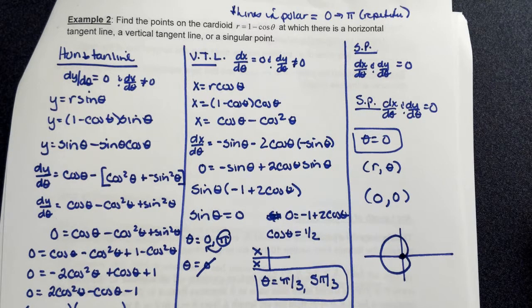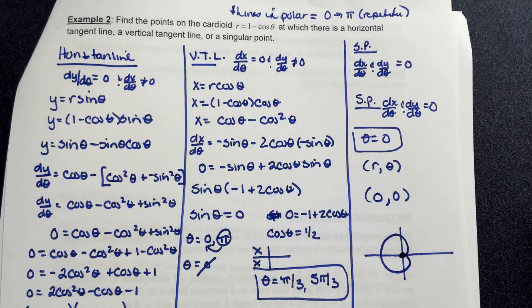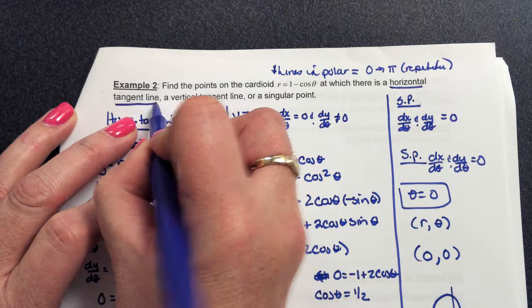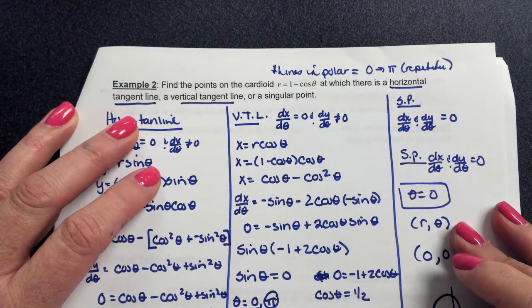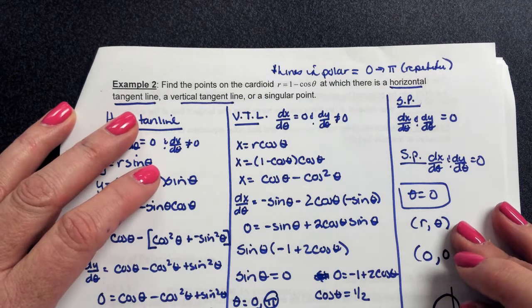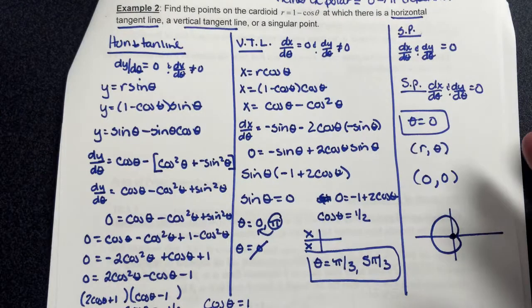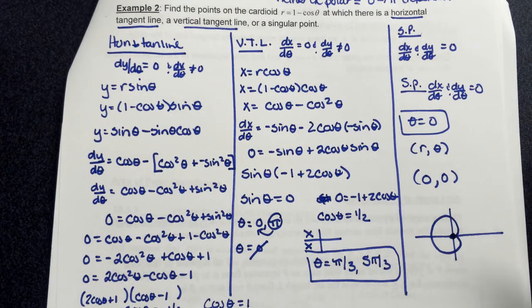No, a line is not a point. The directions are asking for horizontal tangent lines and vertical tangent lines, and then it's asking for a point. In polar, the way you write equations of lines is in the form of theta equals. If theta equals the angle, that's the way you write the equation of a line in polar.